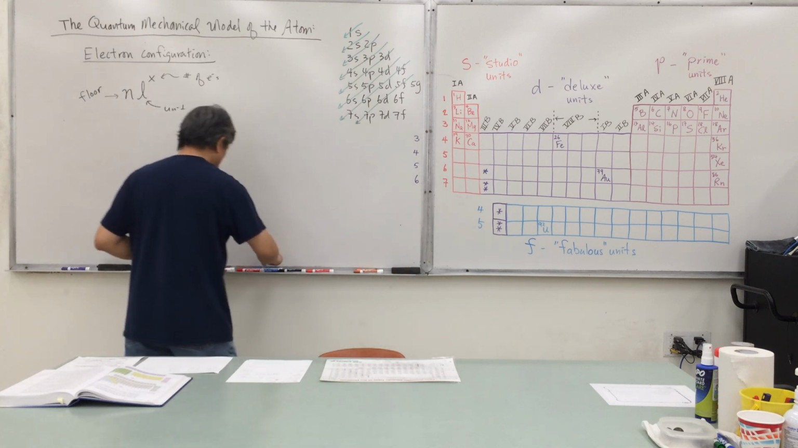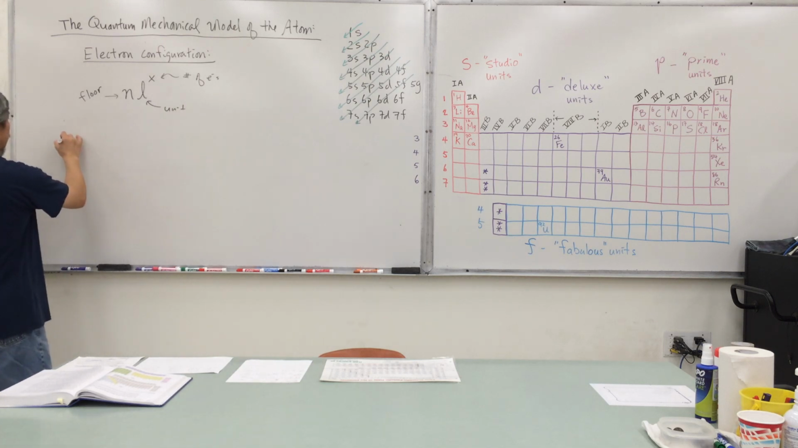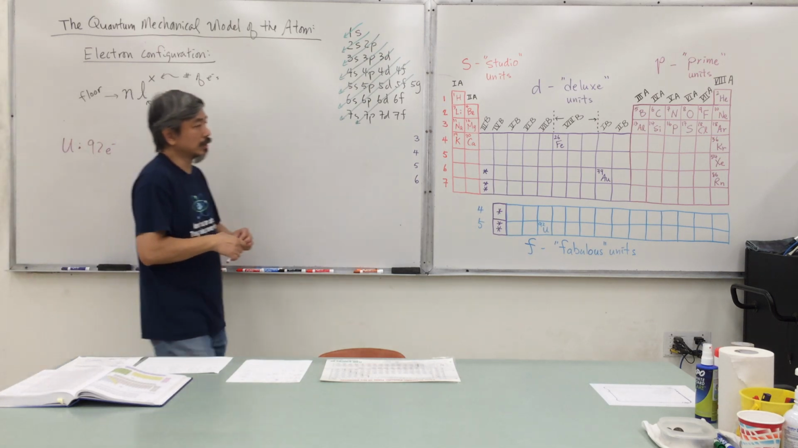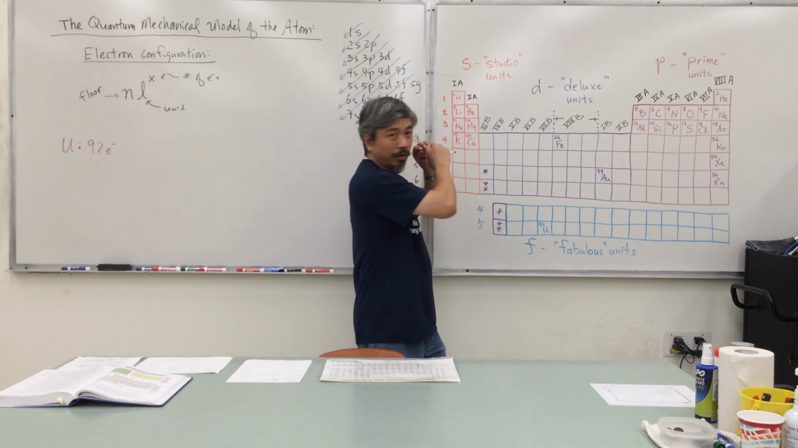Let's make something even more challenging. Let's go ahead and do uranium. So uranium has 92 electrons. Okay? So where do I start? Again, obviously I'm going to start with 1s.